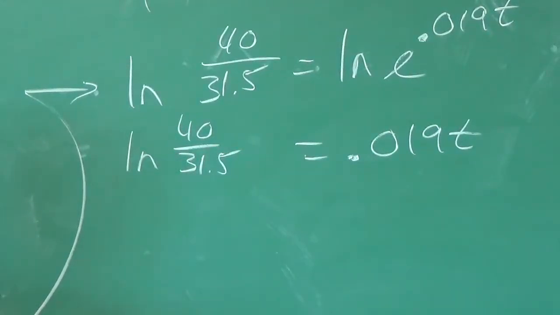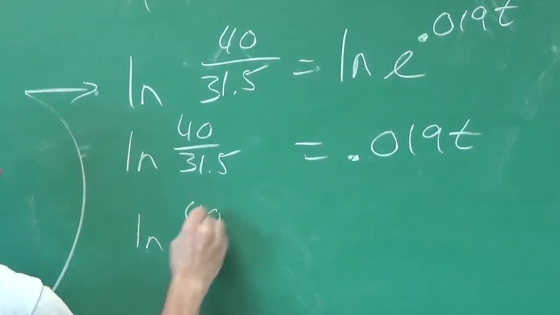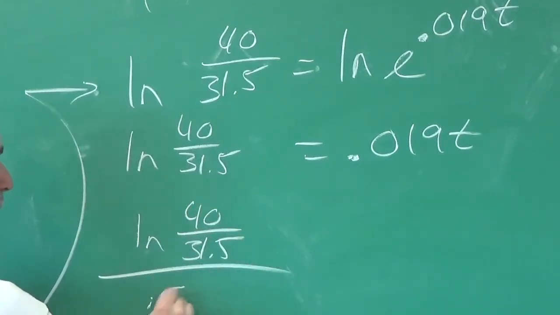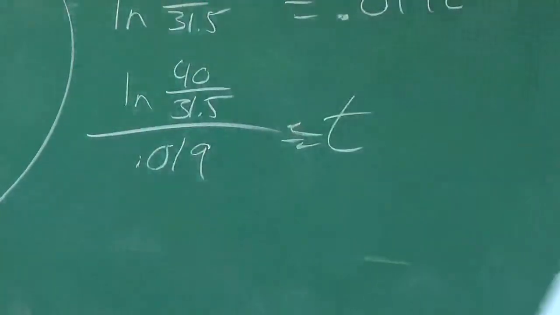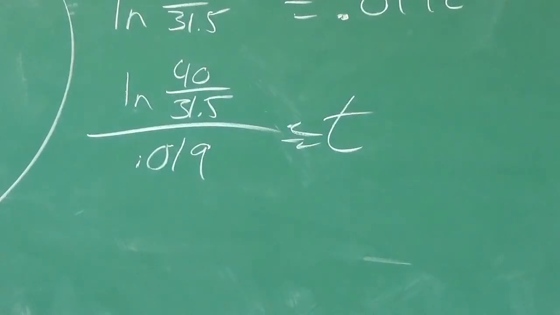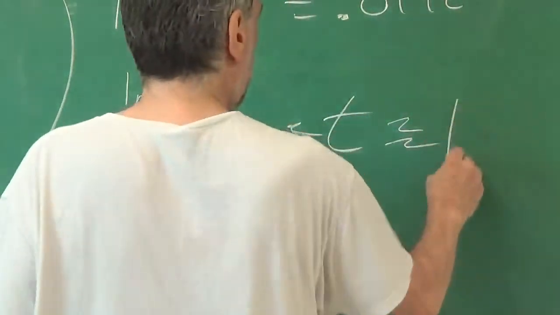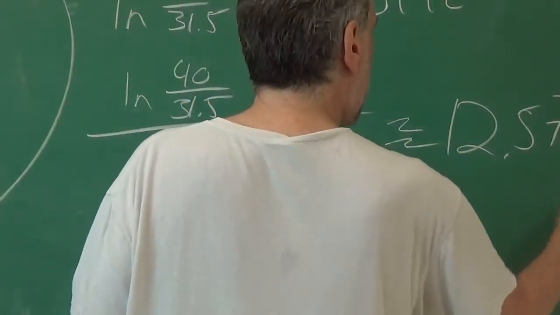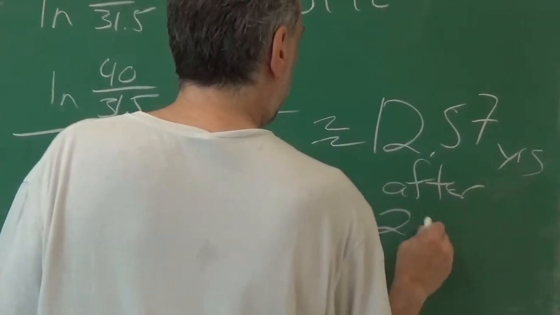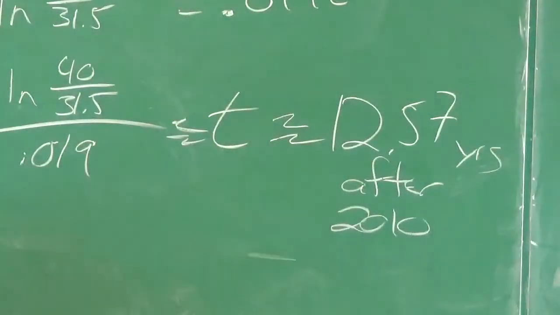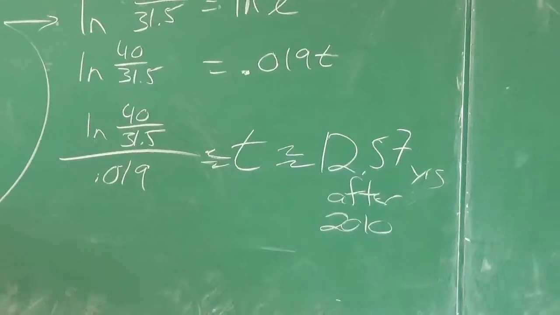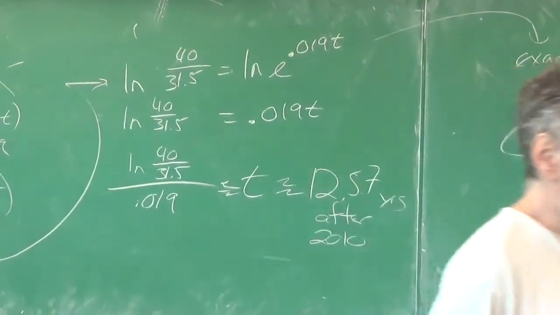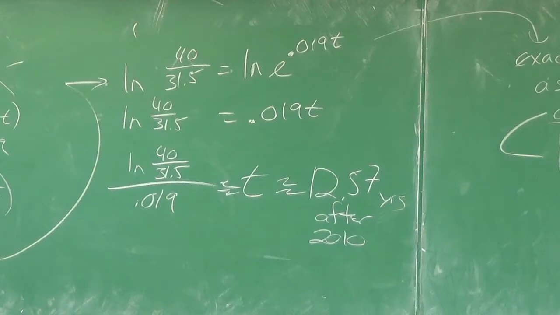And then we solve for t by dividing this number by 0.19. We'll get an approximate t of 12.57. So about 12 and a half years after 2010. So, you know, the year 2022, 2023. Given that it is going to follow that model, which I erased already. All right, so that's an example of exponential growth.